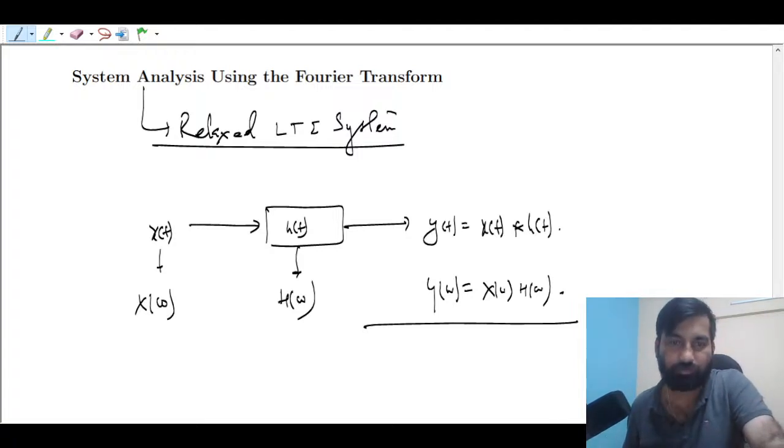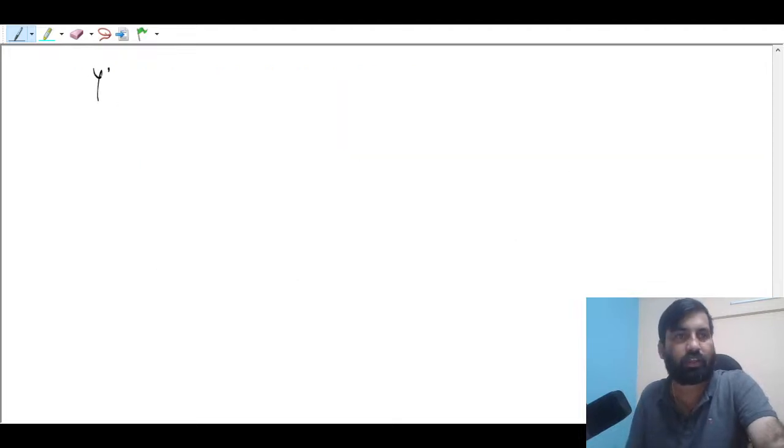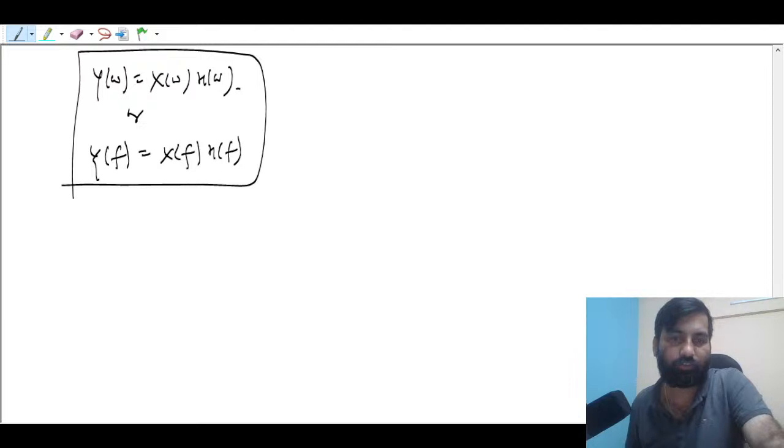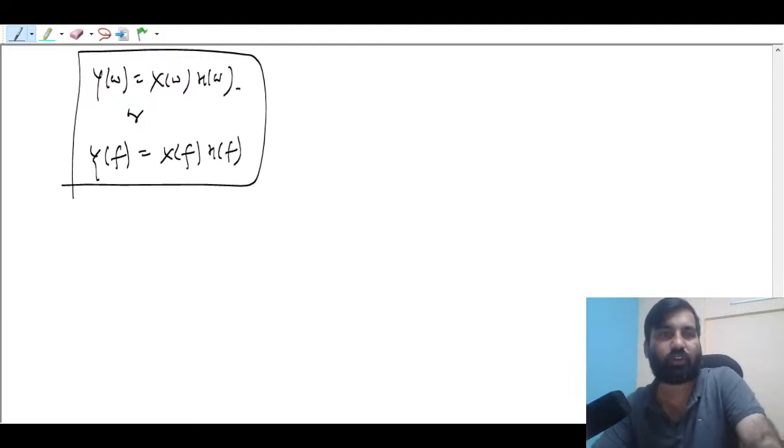This, in f, you can also write. What I wrote is Y(omega) equals X(omega) H(omega). You can also write this as Y(f) equals X(f) H(f). From here you can find the transfer function, right? So the transfer function is going to be what?